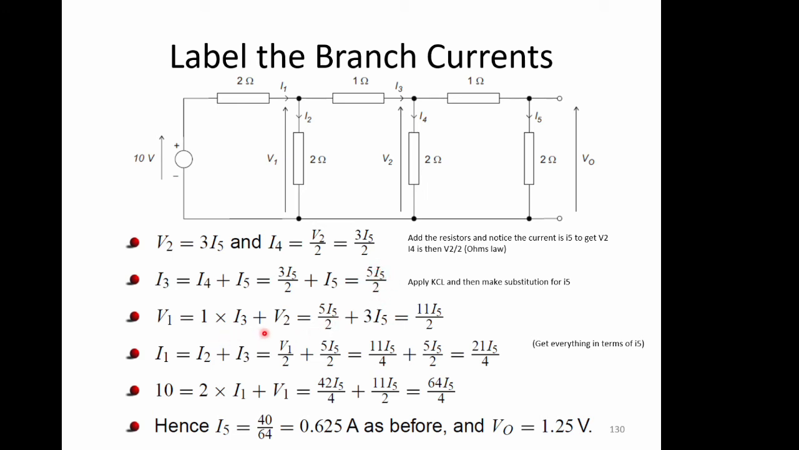Work out the voltage by applying Ohm's law across V1, and then just keep working that through, and eventually you end up with a simple Ohm's law equation that says what the voltage is linked to the current in I5, and that tells you what's going on. So I5 becomes 40 over 64, 0.625 amps as before, and V0 equals 1.25 volts, same as before. So what we're really doing is just applying Kirchhoff's laws on the fly as we go along, because they're very simple little meshes, so we're almost doing mesh analysis in our heads.